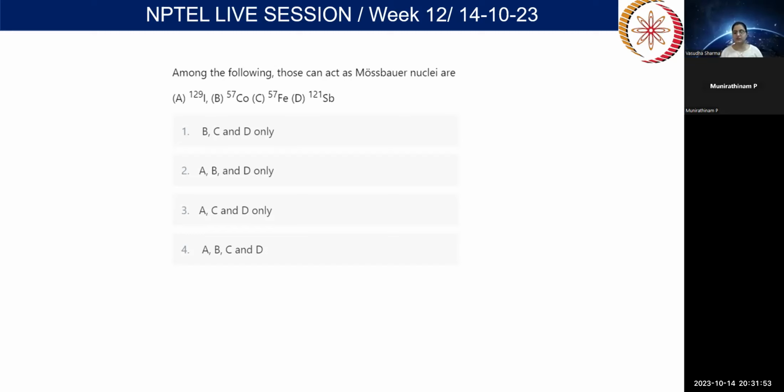This generally we need to know. This we also have covered at the start of the lecture. So one answer is clear, whether cobalt is a Mössbauer nucleus. Cobalt is a Mössbauer nucleus, ma'am. Yeah. So B option, iodine 129 is also a Mössbauer nucleus. 57 is already there and 121 is also there. So the option is A, C, and D, right? Similarly, there are many examples, but you need to identify which ones are the Mössbauer nuclei.